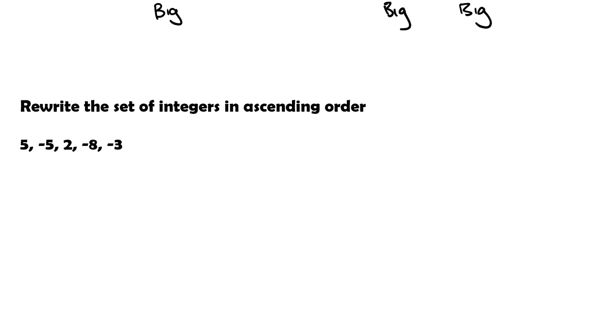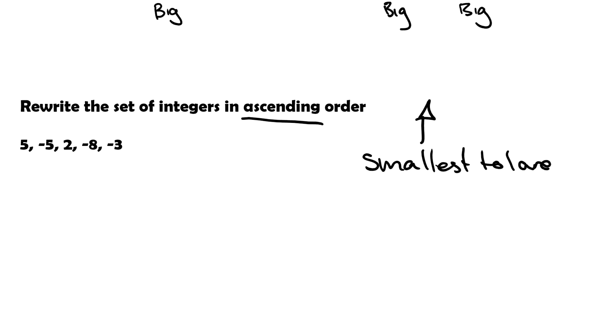Now, here we're going to rewrite the set of integers in ascending. Remember, ascending means going up, so we're going from smallest to largest. We look for the most negative number here, so -8. We then look for the next one, -5, then -3. Then we can continue with normal. We know 2 is next, then 5.